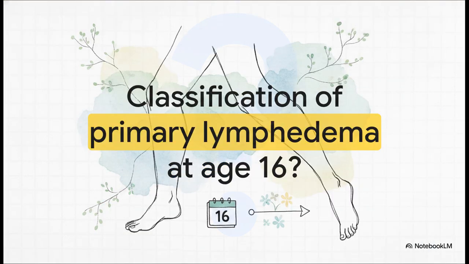Question 14. A 16-year-old female presents with bilateral lower extremity non-pitting edema shortly after menarche. What is her primary lymphedema classification? A. Congenital. B. Praecox. C. Tarda. Or D. Secondary. The answer is B.